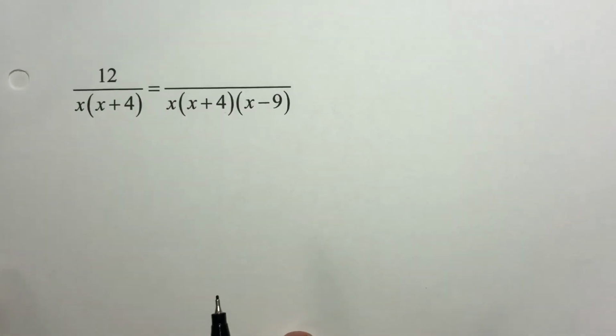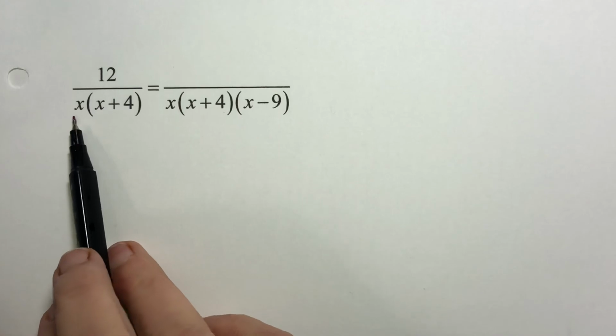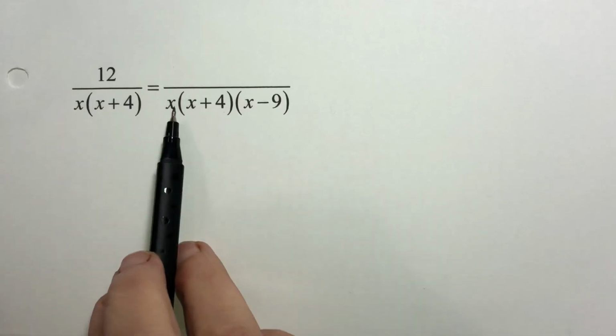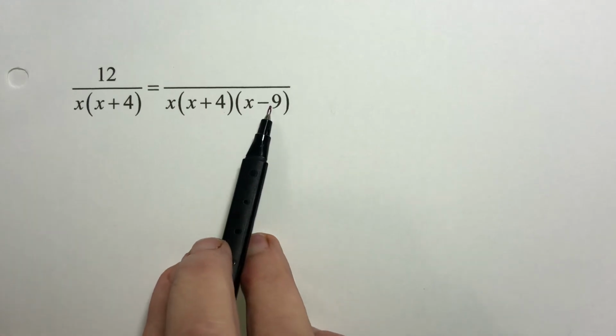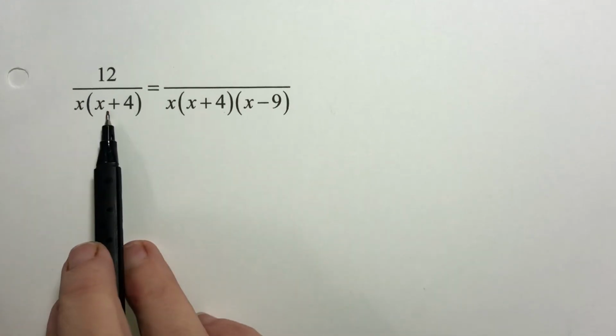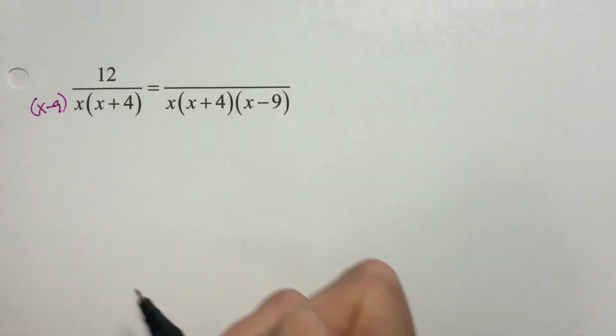One more problem. Okay. This one is factored for us. Compare your denominators. I have the x by itself. I have the x plus 4. I need another x minus 9. So what do I need to multiply this denominator by? X minus 9, that whole thing.